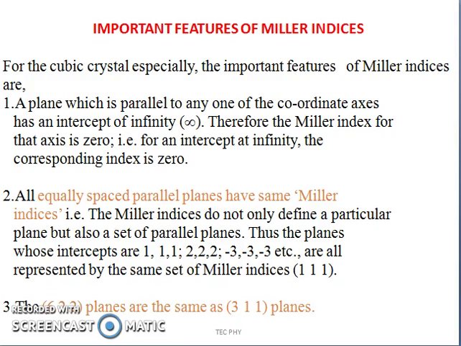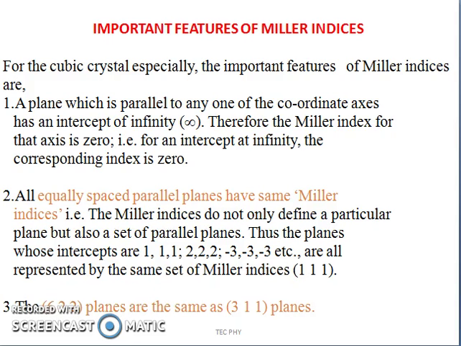Important features of Miller indices. For the cubic crystal especially, the important features of Miller indices are: Number 1, a plane which is parallel to any one of the coordinate axes has an intercept of infinity. Therefore, the Miller index for that axis is 0. That is, for an intercept at infinity, the corresponding index is 0. Second, all equally spaced parallel planes have the same Miller indices.